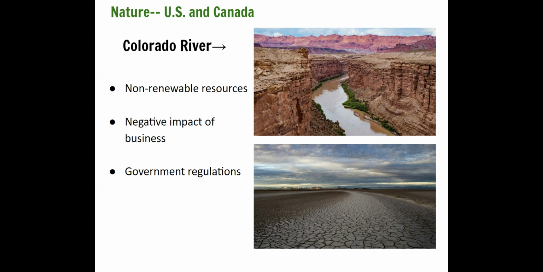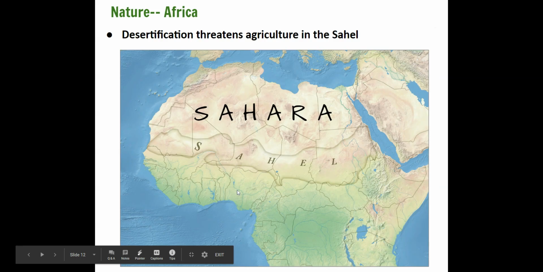We talked about the problems of businesses harvesting non-renewable resources that run out and then leave a city with no economy left. We talked about the ways that businesses damage the environment sometimes in their own economic interest. And we talked about how governments try to regulate businesses, and sometimes that works and sometimes it doesn't.